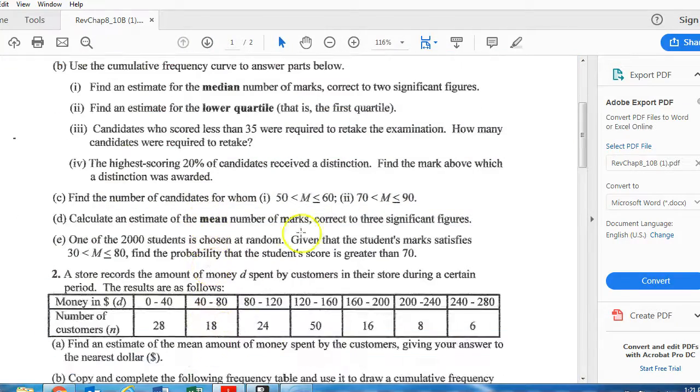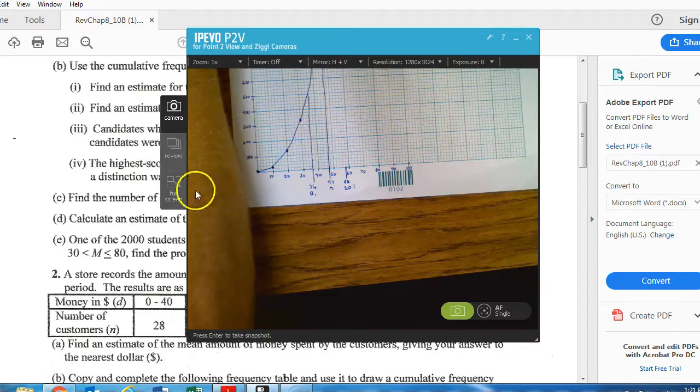So part C, find the number of candidates who scored between 50 and 60, and then the number who scored between 70 and 90. So we'll just start with the 50 and 60 group. Let me readjust here, there we go. So how many scored between 50 and 60?